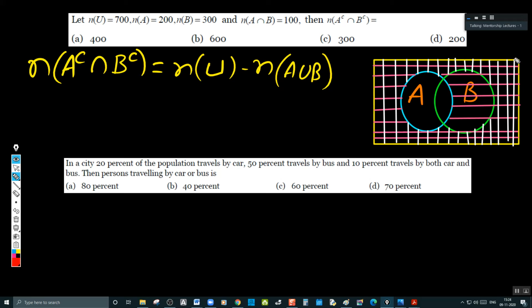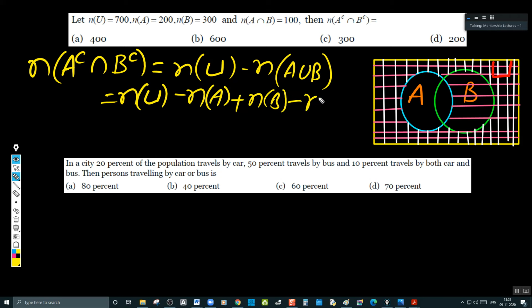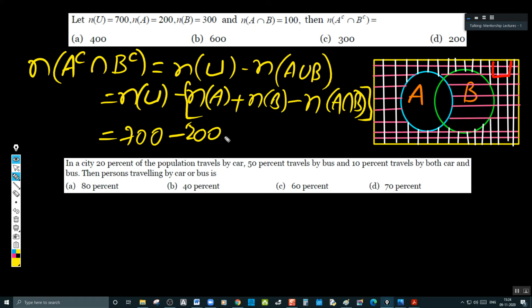So by now you know the formula for N of A union B. Everyone knows it. You respond. Come on, expand it for me. N of A union B, please. N of A plus N of B minus N of A intersection B. That's it. Now subtract: 700 minus 200 minus 300 plus 100. This should be your answer.